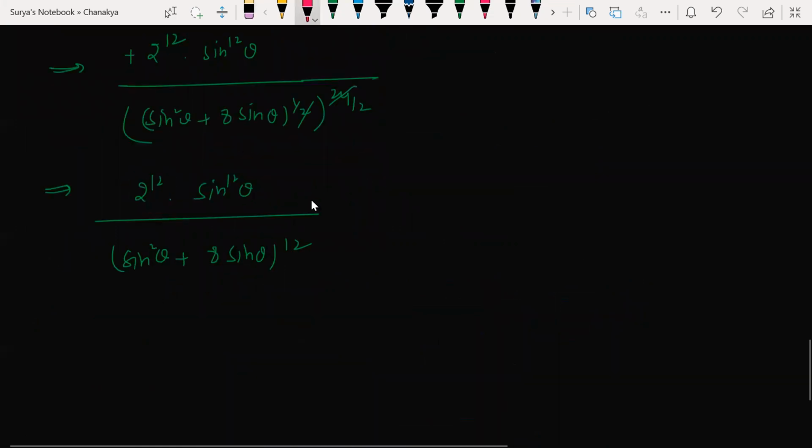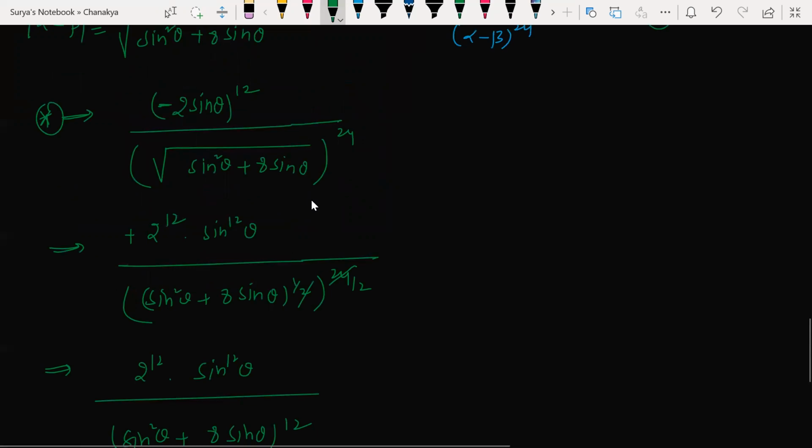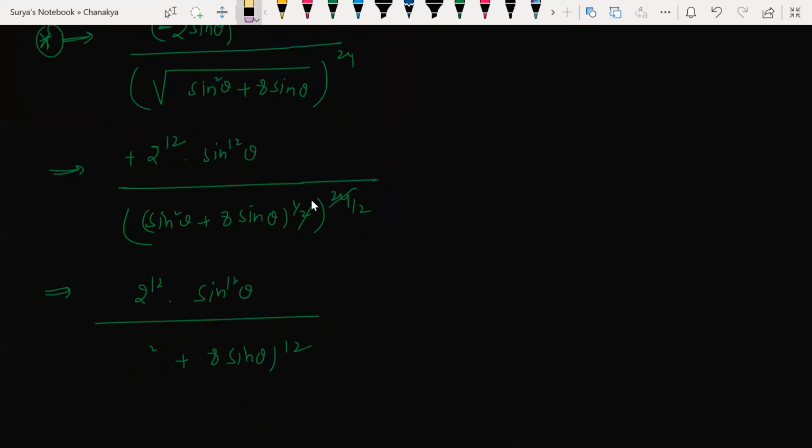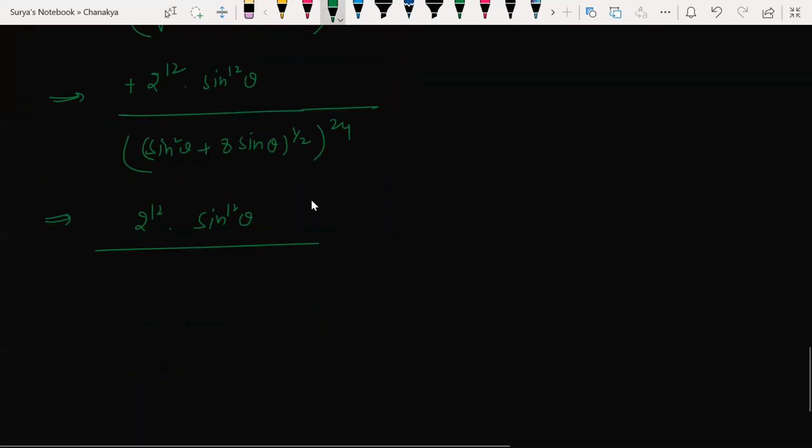What I'll do here is, how can I solve this better now? Directly, let's do one thing. Alpha minus beta, right? So this can be written as sine to the power of 12 theta into sine theta plus 8.